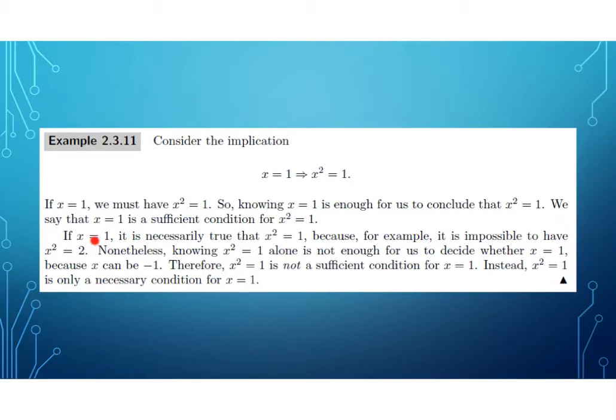So if x equals 1, there's no way that, for example, x squared can equal 2. It just doesn't make sense. If we're assuming x equals 1, x squared has no choice but to be 1.